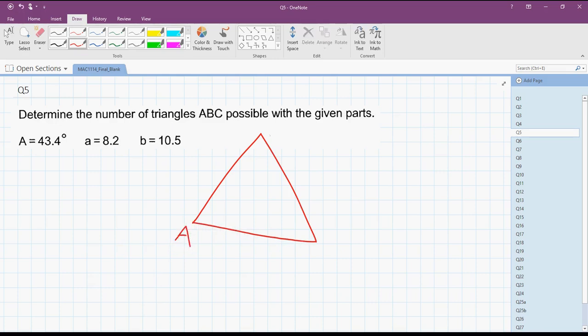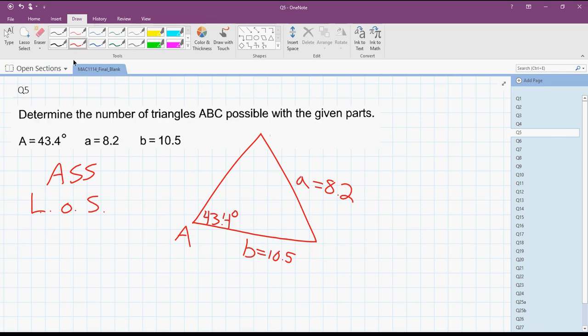The ambiguous case is the SSA case. So we got big A, we got little a, and we got little b. So this is definitely angle side side, because we know that this is 43.4 degrees. We know that b is 10.5, and we know that a is 8.2. So this is the ambiguous case. Definitely looking at law of sines. But when you have this case, you have to be careful because in the ambiguous case, you might have no triangle, 1 triangle, or 2 triangles. And that's the question they're asking about here. So that's the question they want us to answer.